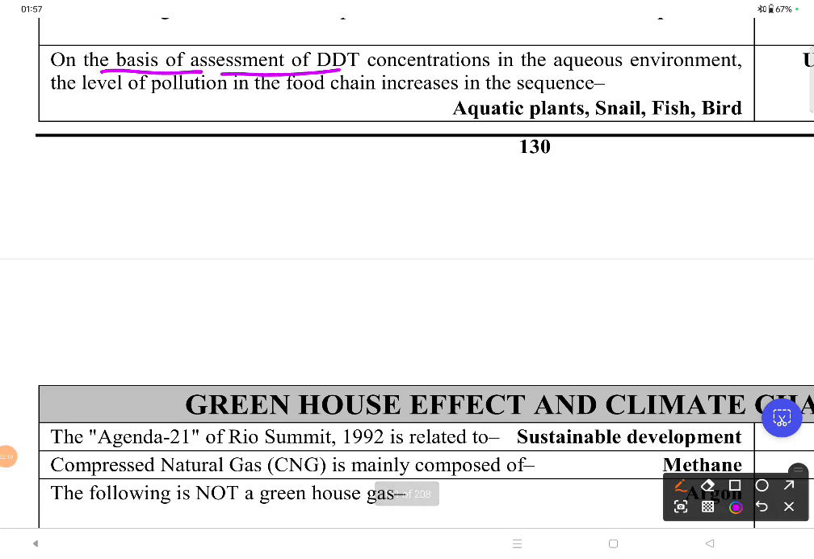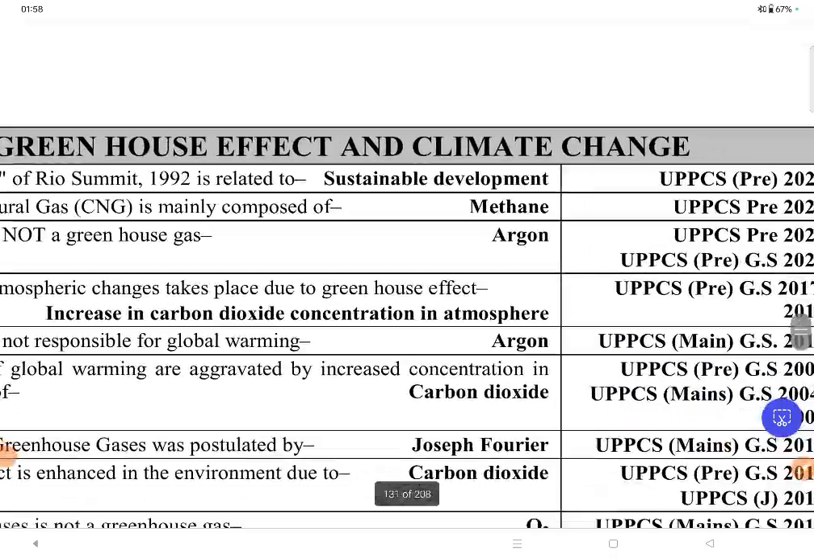On the basis of assessment of DDT concentrations in the aqueous environment, the level of pollution in the food chain increases in the sequence: aquatic plants, snail, fish, bird. Move on to the next chapter, that is greenhouse effect and climate change.